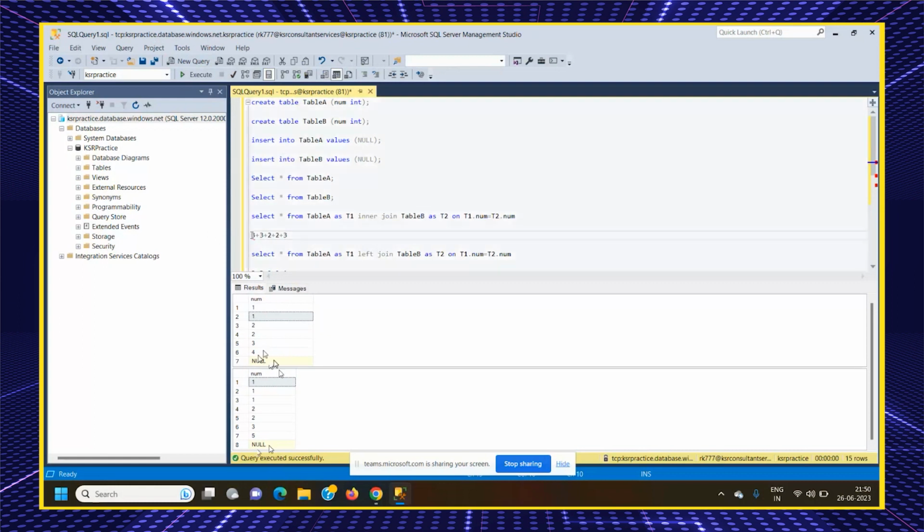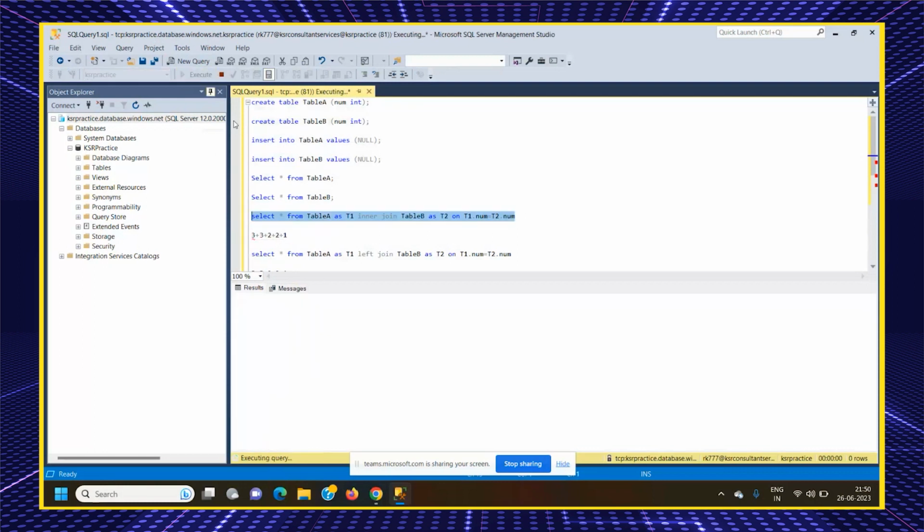So in case of inner join, we would have 3 plus 3 is 6, plus 2 is 8, plus 2 is 10, plus we have 1 for 3. So 10 plus 1 is 11 records here.